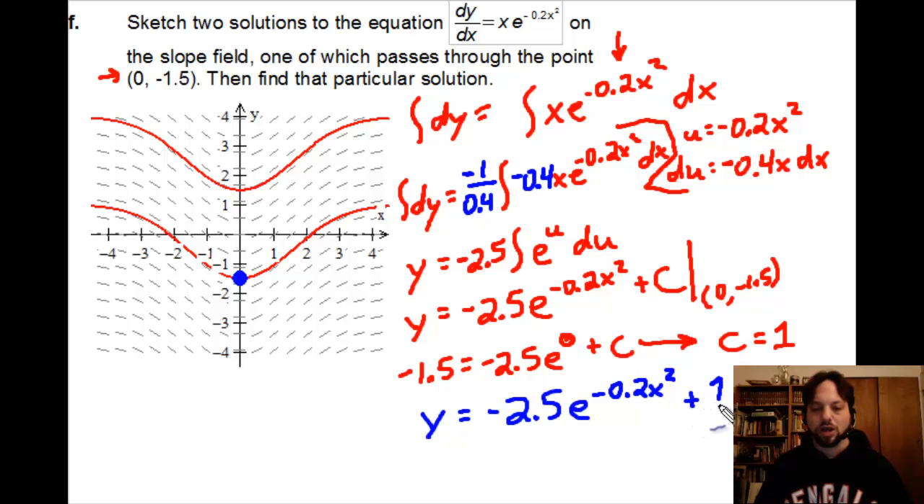plus 1. Go ahead and graph this in your calculator. See if it doesn't look like these graphs we've drawn here on the slope field, and see if the graph does not, in fact, pass through our point 0, negative 1.5. Pretty beautiful, isn't it?